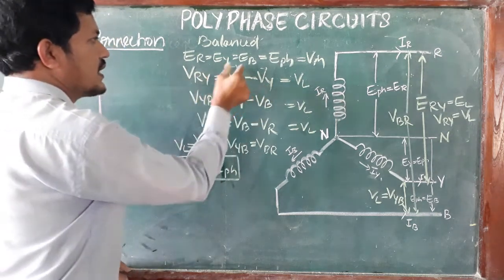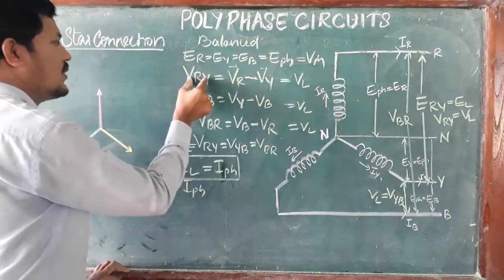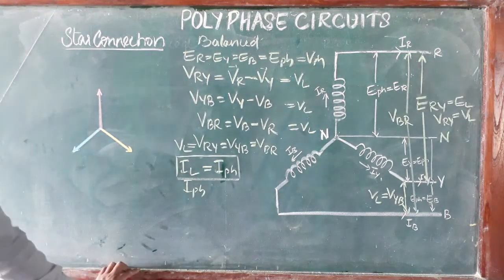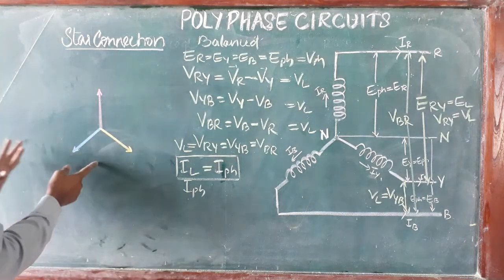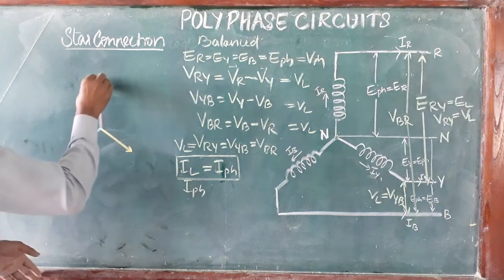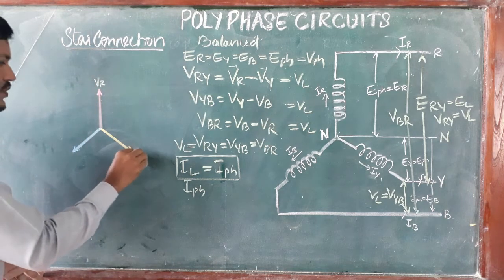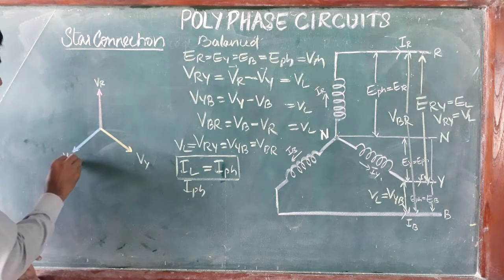Next, we are going to discuss the phasor difference between two voltages, how much the line voltage is, and what the relation is between line voltage and phase voltage, VRY and ER or any other voltage. I have drawn one vector diagram here. This one belongs to VR or ER, this one belongs to VY, and this one belongs to VB.